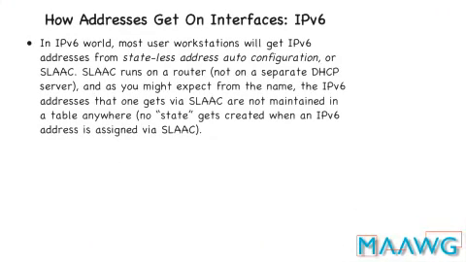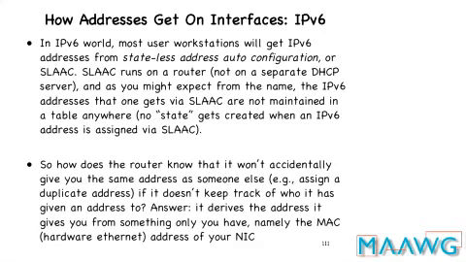So, given SLAAC doesn't keep track of that, how does it do it? How does it know it's not going to give you an address that's going to conflict with one it's already given to somebody else? Well, the kind of cool thing it does is it builds your IPv6 address from the address of your hardware Ethernet card.